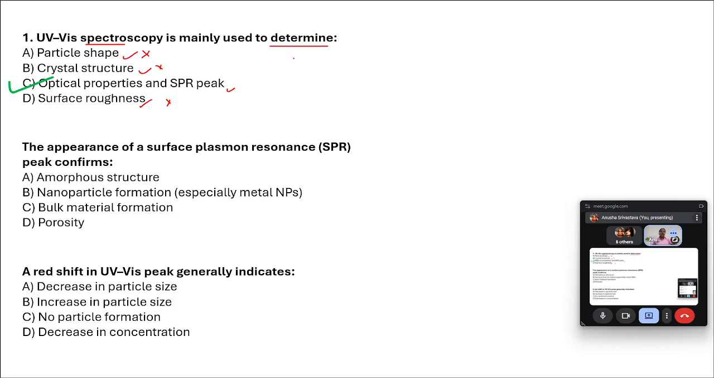We have seen for gold nanorods two different LSPR bands. So it shows the optical properties, because different nanoparticles have different optical properties, like different gold nanomaterials, based on the size and shape in which they are formed. The next question is: the appearance of a surface plasmon resonance peak confirms what? Does it confirm amorphous structure, nanoparticle formation, bulk material formation, or porosity?